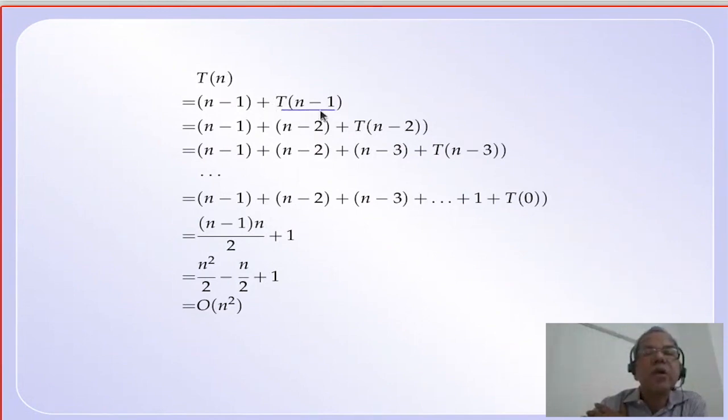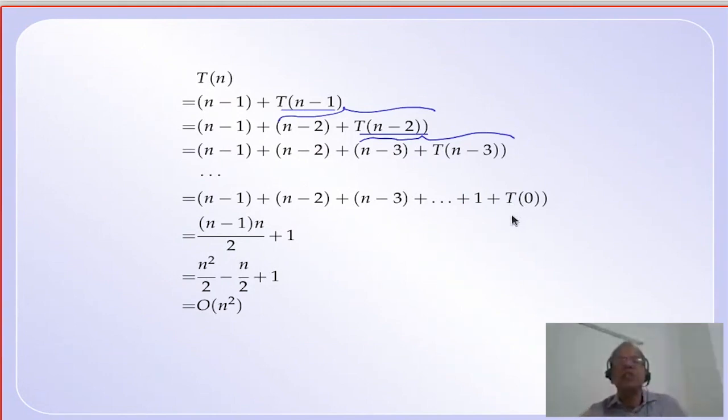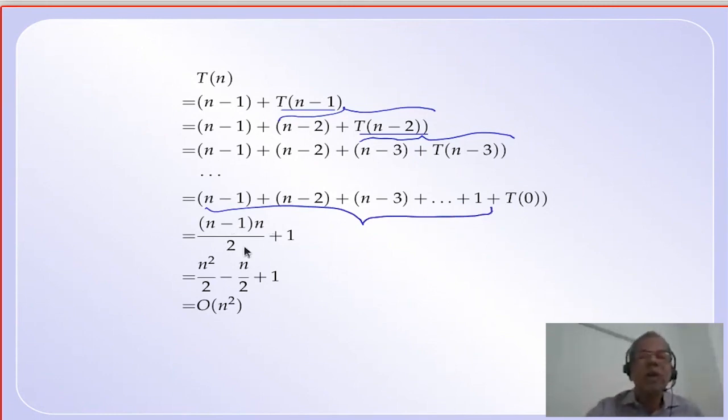You will get T of n minus 2 plus T of n minus 2. Unroll T of n minus 2. We will get n minus 3 plus T of n minus 3 and so on. Eventually, we will reach 1 plus T of 0. So, this is n minus 1 plus n minus 2 plus n minus 3 plus 1. That is n minus 1 times n by 2 plus T of 0, which is constant. If we expand, it is n squared by 2 minus n by 2 plus 1.